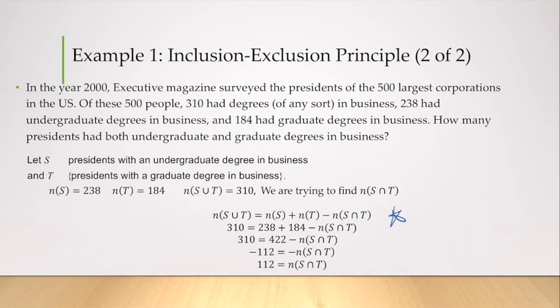I think in the last class we used N of S as the notation for cardinality. Now we're going to use the two vertical bars like we saw in section 1.4.